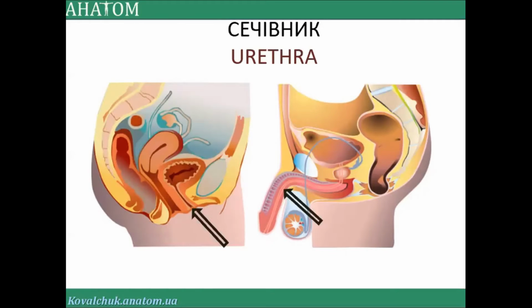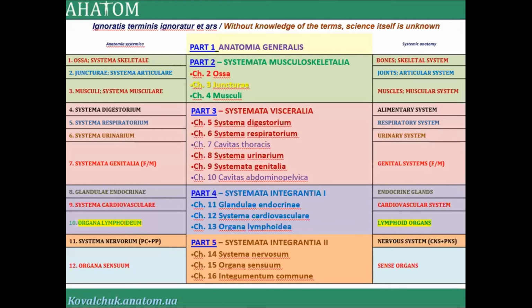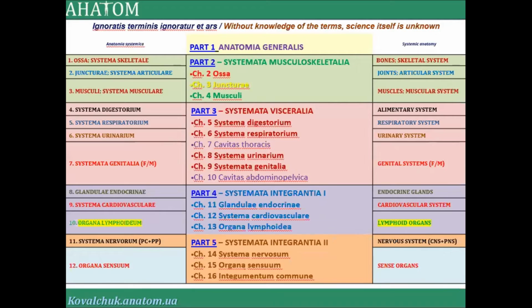So genital systems, male and female, it's the ending part of visceral splanchnology, and you looked at a very important moment in the genital system: now the abdominal pelvic cavity. For a long time it was not terminology, but now the term is abdominal pelvic cavity.